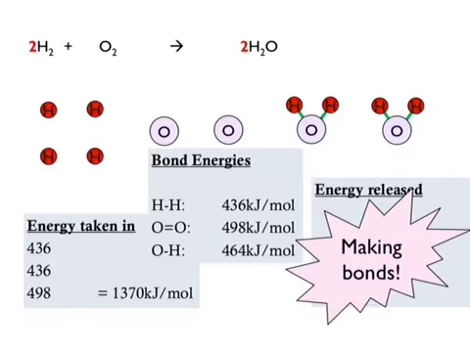As we now have our energy taken in for breaking bonds, we need to now work out the amount of energy that will be released as we make the bonds on the right-hand side. This will be the exothermic part of the reaction. I want you to pause the video and work out how much energy is required in order to make these bonds.